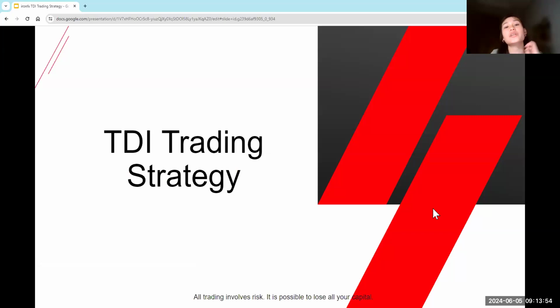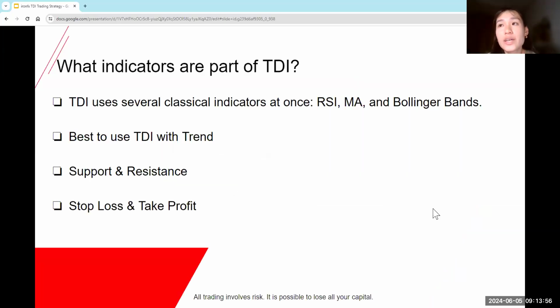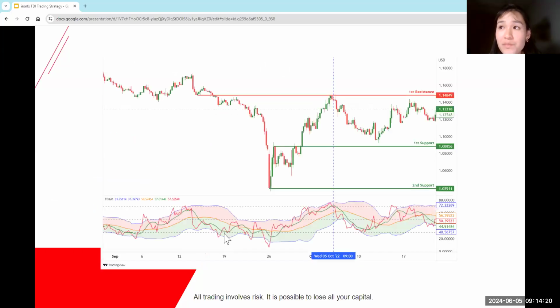So the TDI trading strategy that we like to use, TDI uses several classical indicators at once, like the RSI, moving average, and Bollinger Bands. It's best to use TDI with a trend indicator, or when prices are moving upwards or downwards. And you can use this together with your support and resistance, as well as any stop loss and take profit levels. Okay, so this is how we would like to use it.